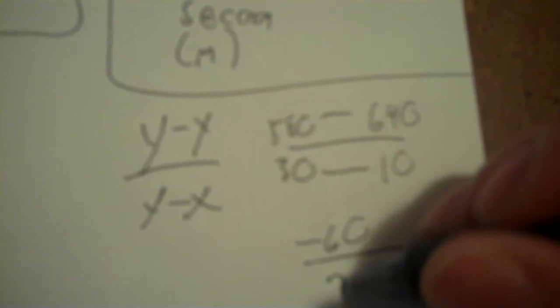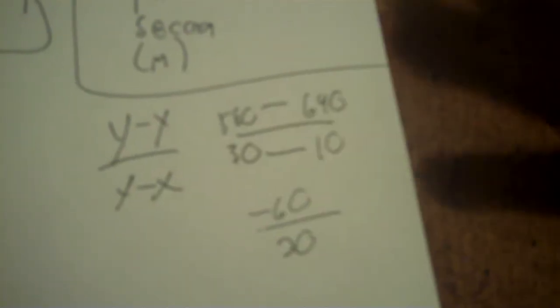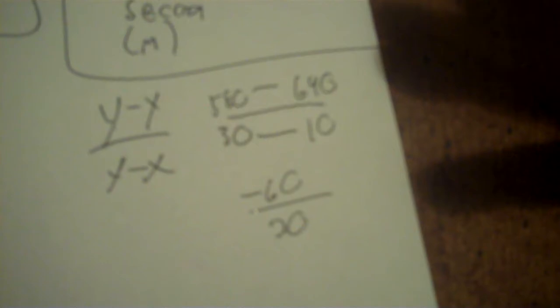Let's start with our higher x. 580 is y, that's to the top, 30 is to the bottom. Then send 10 to the bottom, 640 to the top. So that's going to be negative 60 over 20. Now, it's a story problem, so you're dividing it. None of this ABC nonsense. Negative 3. So negative 3 times x is the rate of change every 1 second.